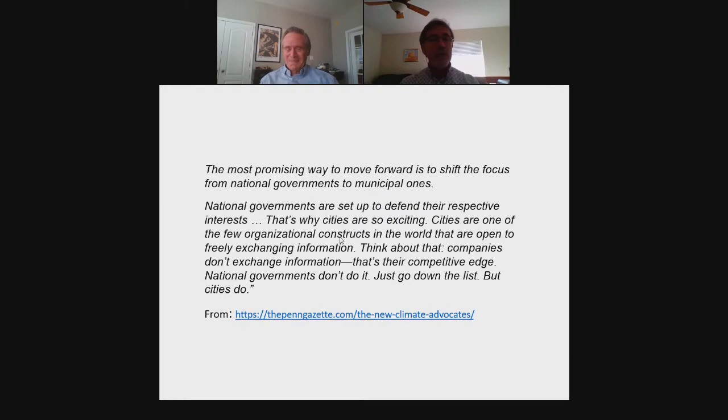So that's state, federal, and this quote here is basically saying maybe there's hope in municipalities because national governments are set up to defend their interests. Cities are not. Cities share. Cities are one of the few organizations in the world that freely exchange info so they can share best practices. Right? Companies don't do that. That's their competitive edge if they share. Federal governments don't do it, but cities do. So cities tend to be more innovative and progressive around this, and maybe we could place some of our hope in that. Maybe we can expect some change with the new administration in Washington.